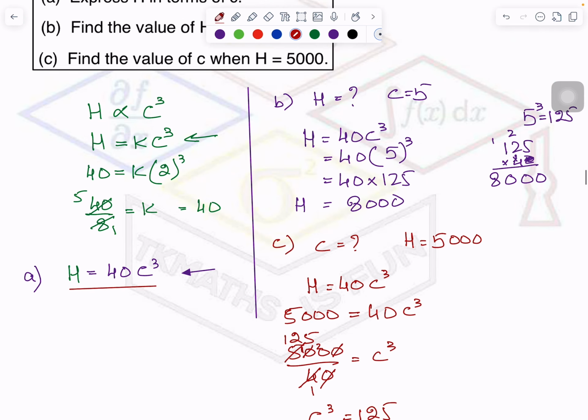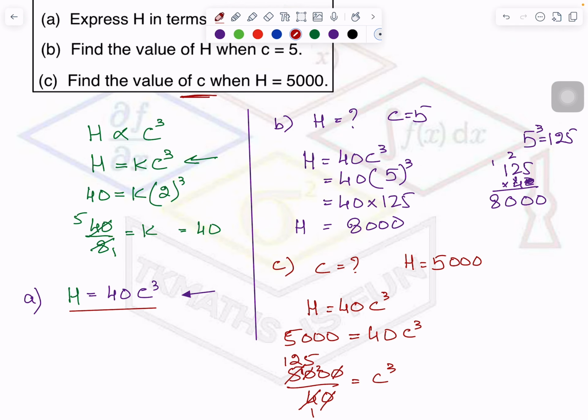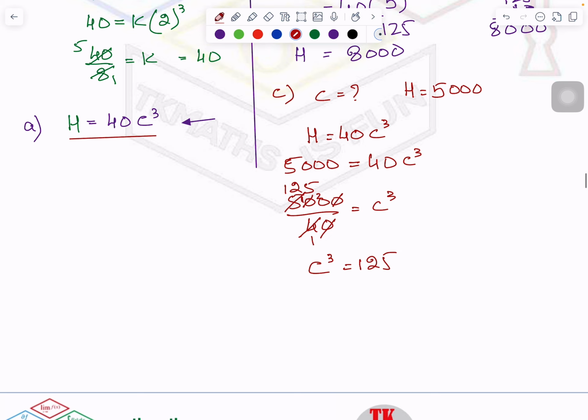To find the value of C, because you have to find the value of C, I will take cube root on both sides. Right? C is cube, so you have to take cube root on both sides. So cube root of 125 is 5. So I hope you understood this question. Thank you very much for watching the video.